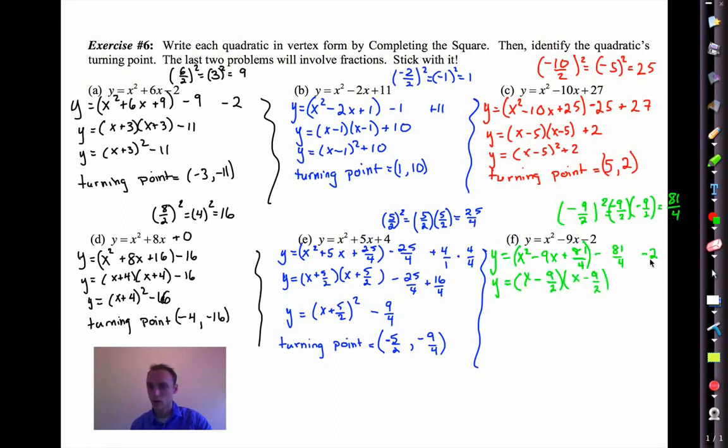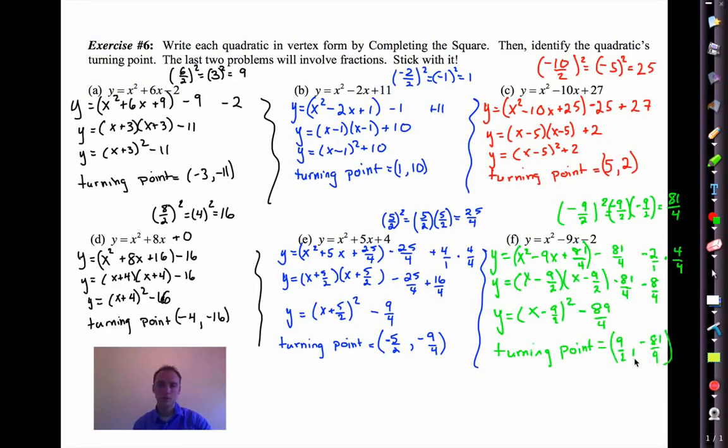Oh, but I want to combine these two. So this is 2 over 1. I'll multiply by 4 over 4 again. Minus 81 over 4. Minus 8 over 4. One more step and I'm done. Write everything out pretty. X minus 9 halves squared minus 89 over 4. Finding the turning point, I get 9 halves, negative 89 over 4. A little bit messy, but not that bad.